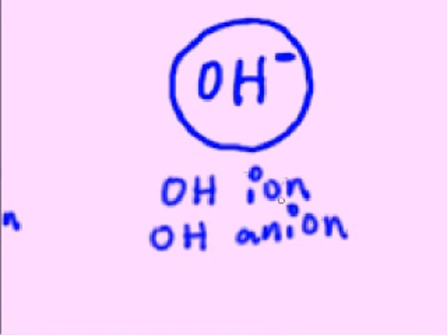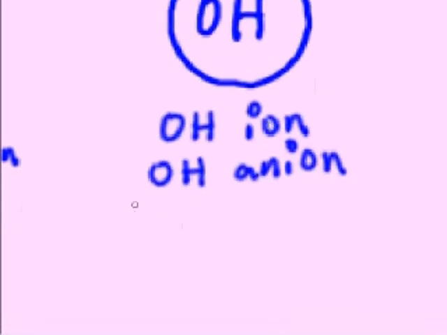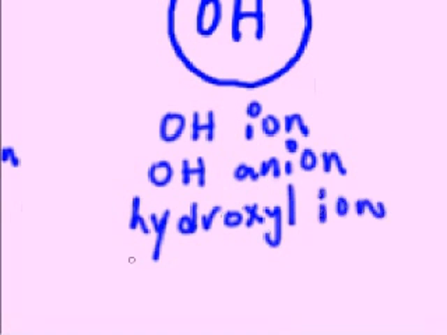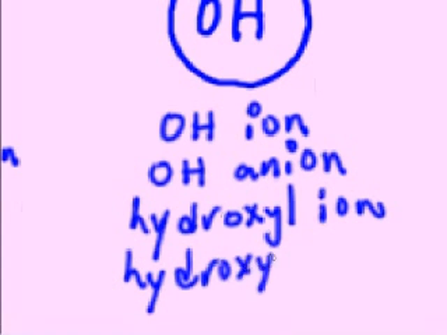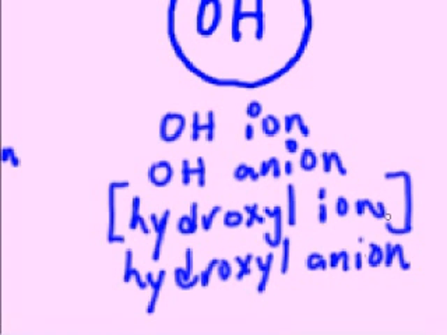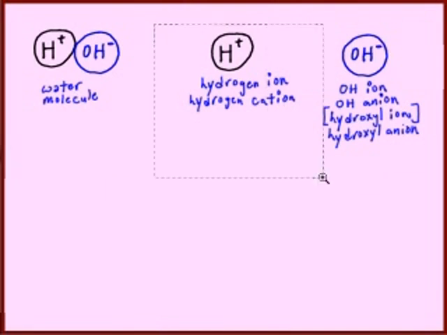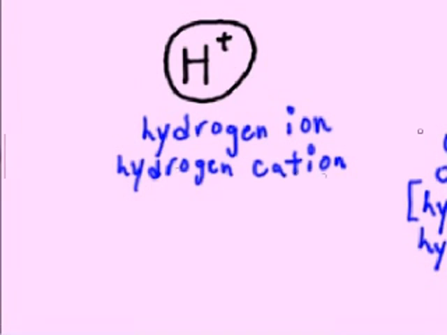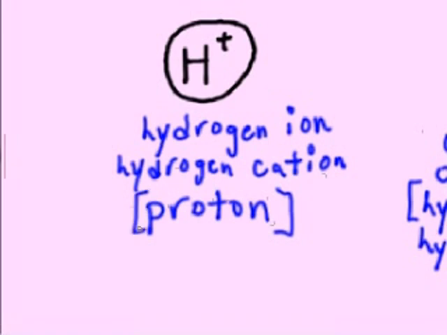People very rarely call it either of these. They normally call it the hydroxyl ion, or the hydroxyl anion. This is the more common name, because if you say the hydroxyl ion, you know that it has to have a negative charge. And this hydrogen cation is usually referred to as a proton, because it's simply a proton that has lost the electron. This is the common name for this one. So in water, we have all three of these components.